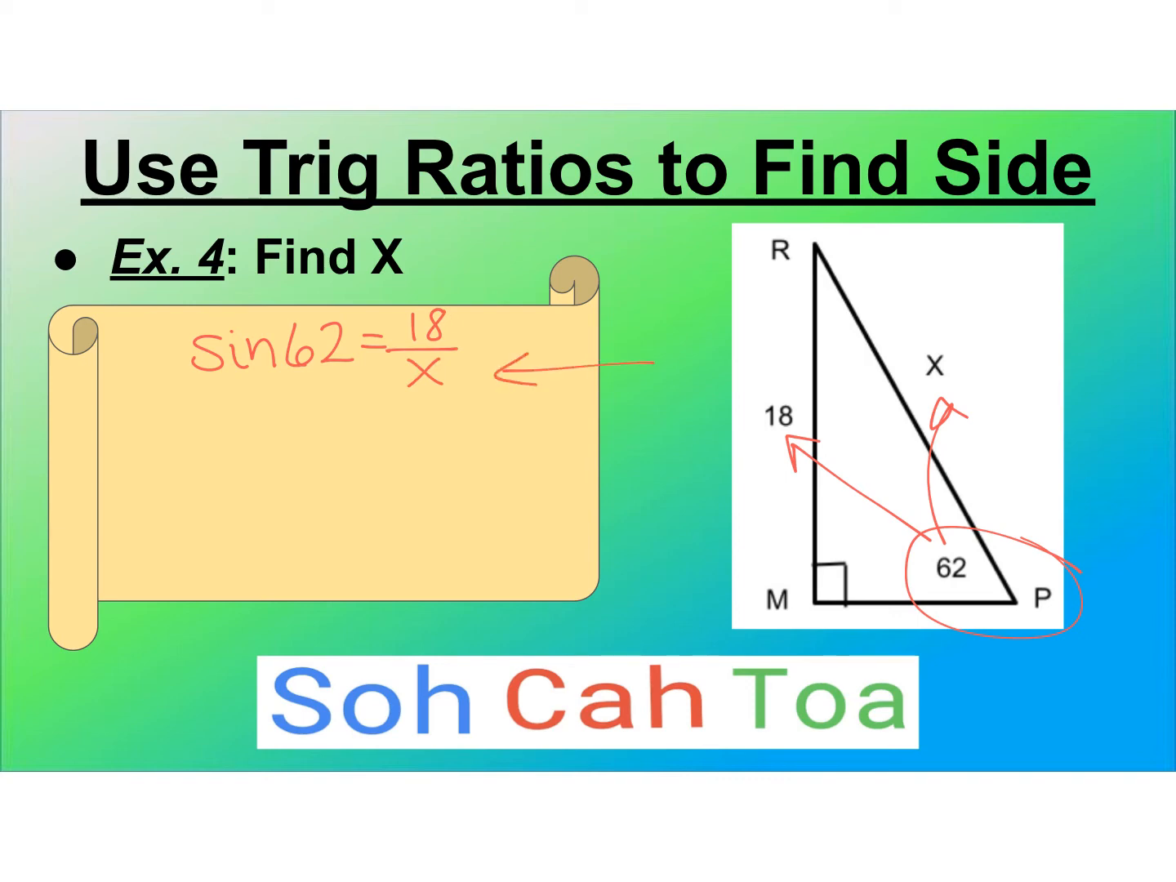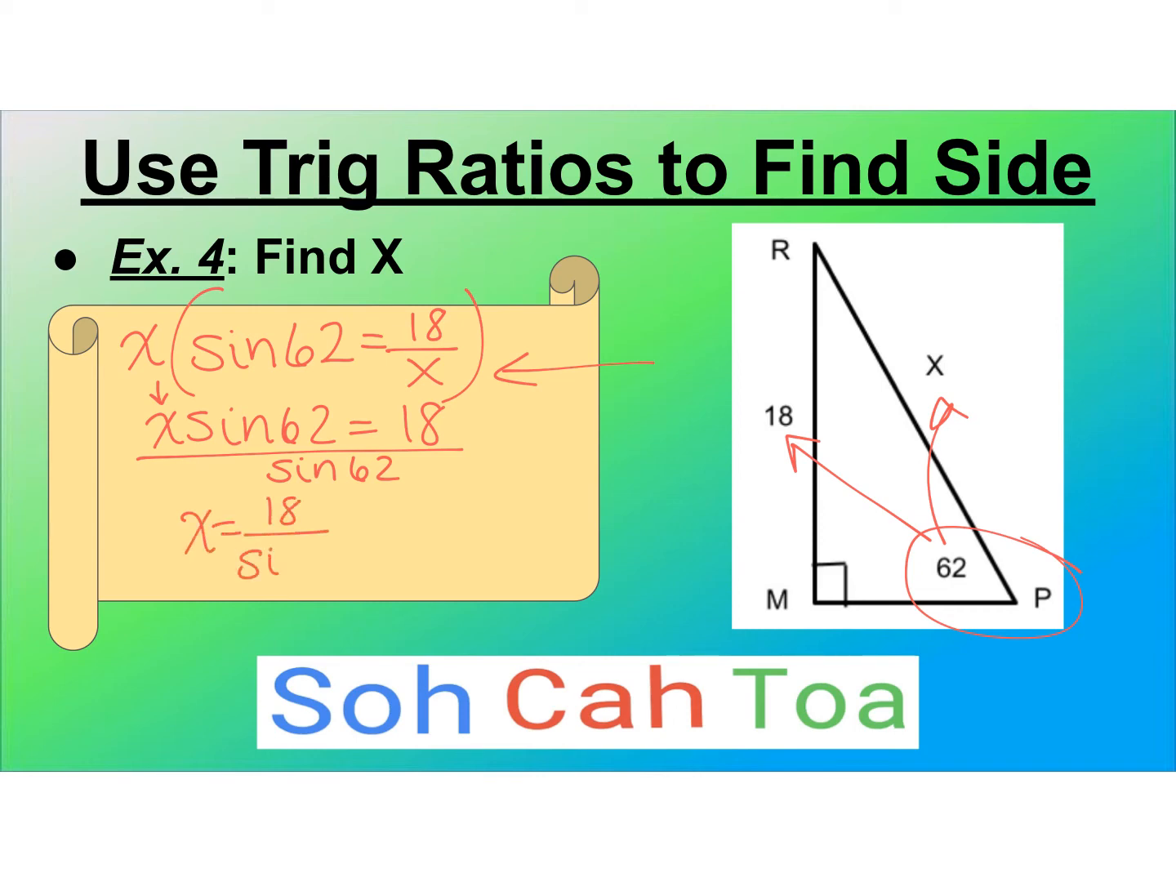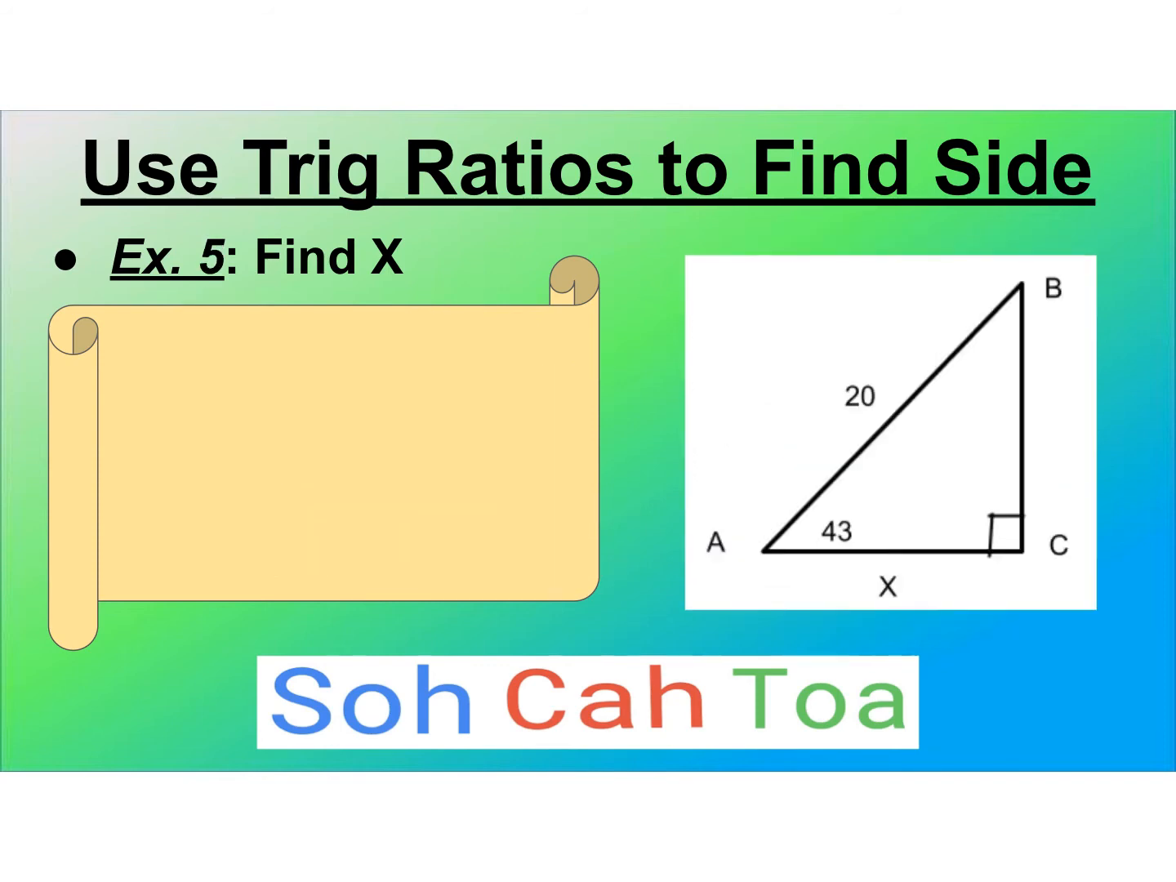So I still want to undo it. It's being divided by x, so I'm going to multiply both sides by x. So I get x times sine of 62 equals 18. I want to still get to this x, so I have to divide everything by sine 62. So now I have x equals 18 divided by sine 62. Do that on your calculator, and you should get 20.39.